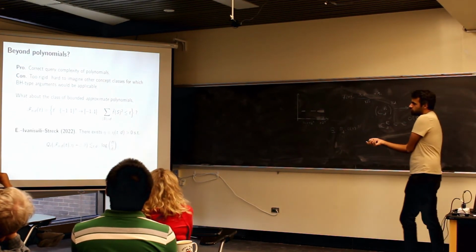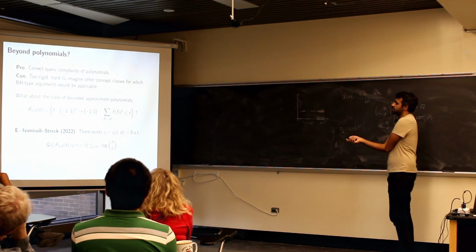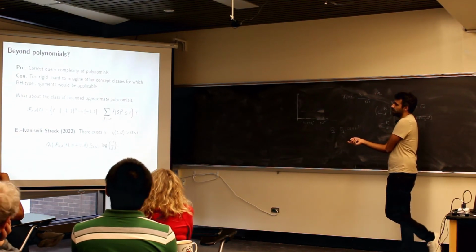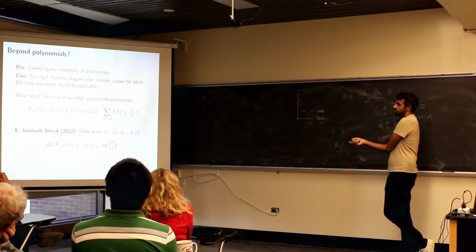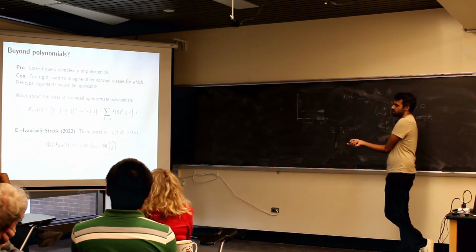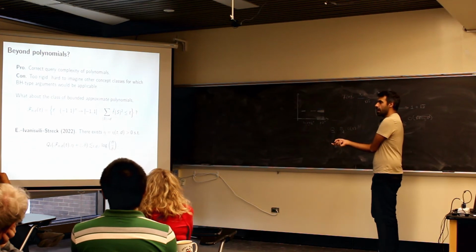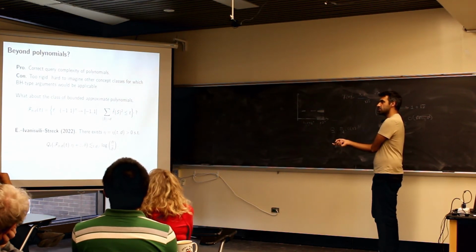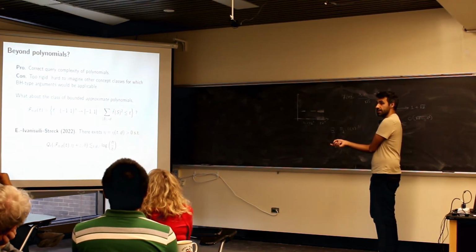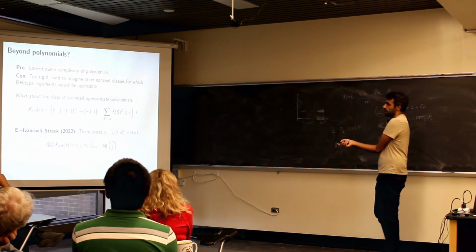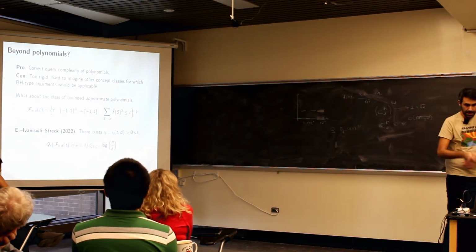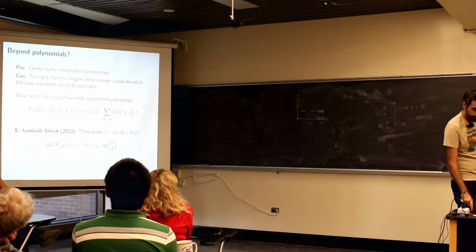And the theorem which we were able to prove with Ivanisvili and Streck is that there exists a parameter eta depending on t and d, such that we can have the same logarithmic upper bound on the queries. I'm not going to write down all the dependencies now, but the error of approximation does not start from zero basically, but it starts from this constant eta. And this requires a different proof.